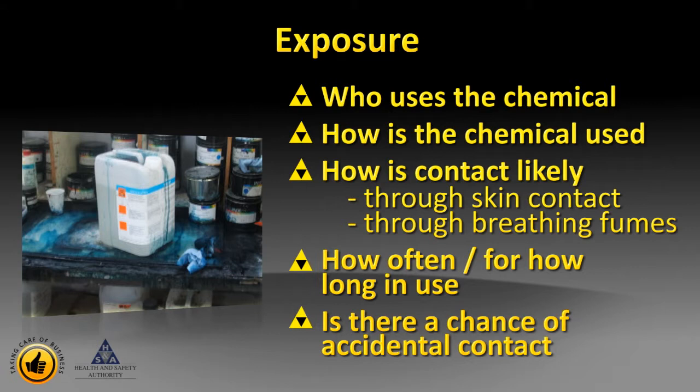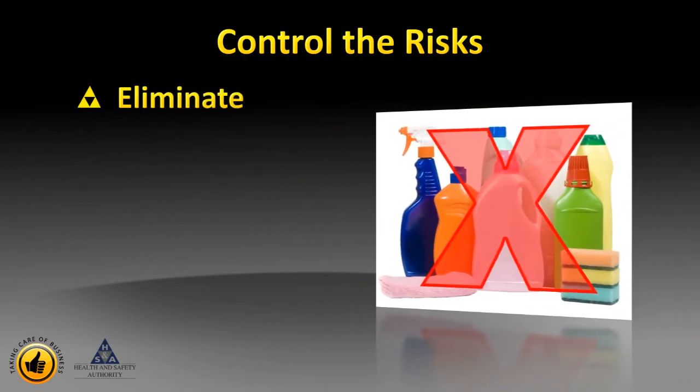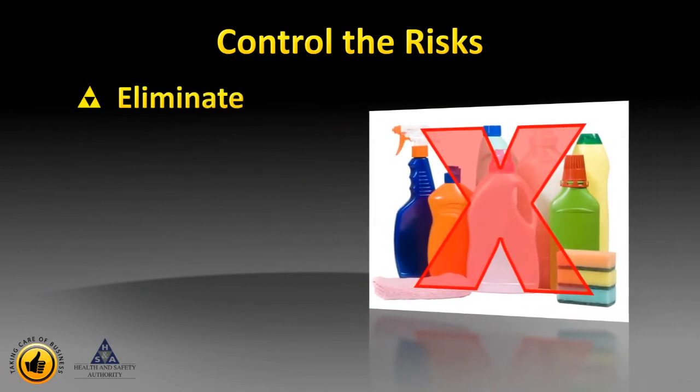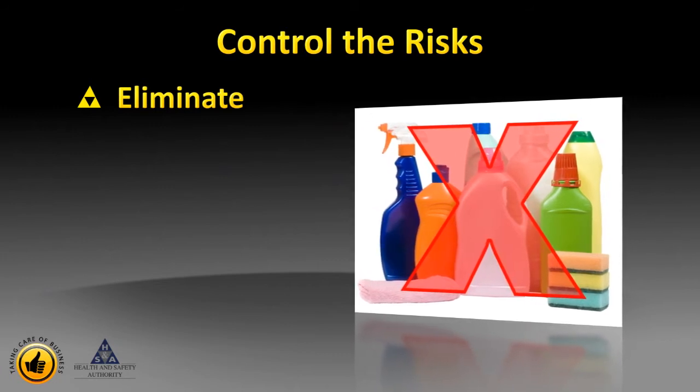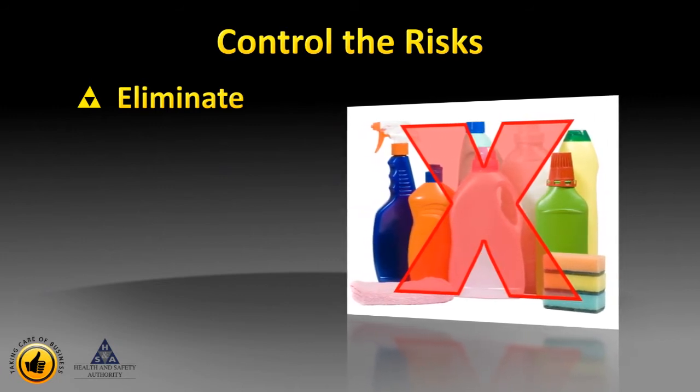So now we know that we have hazards in the workplace and you are able to assess those who may be exposed. You need to control this exposure and you need to control the hazard. So in the first instance, can you eliminate the hazard? Ask yourself, can you do without this chemical? If that's the case, then your hazard has disappeared.